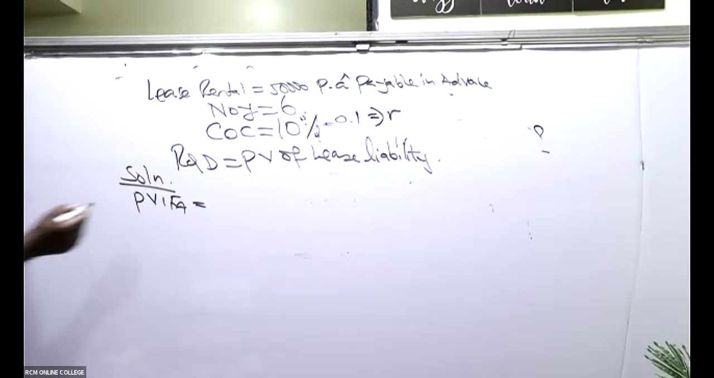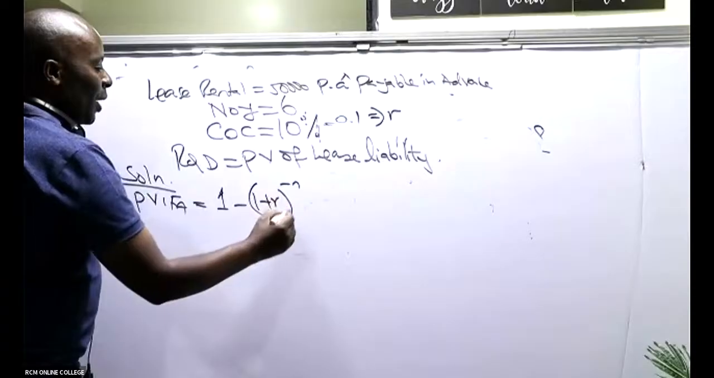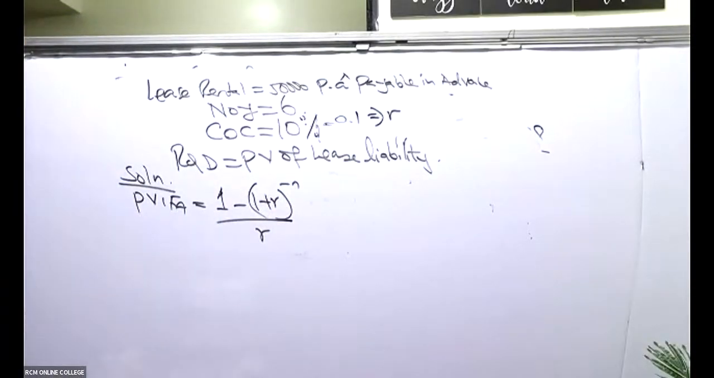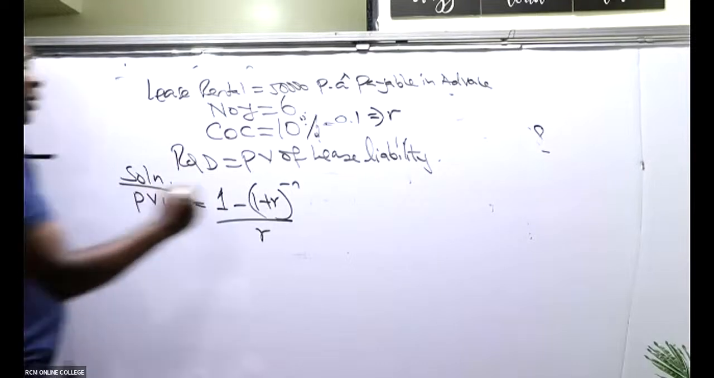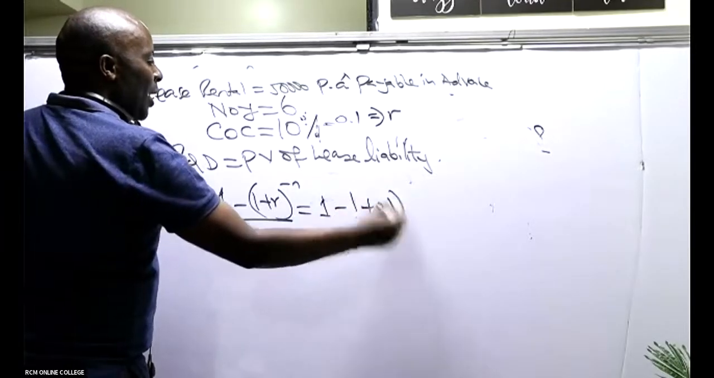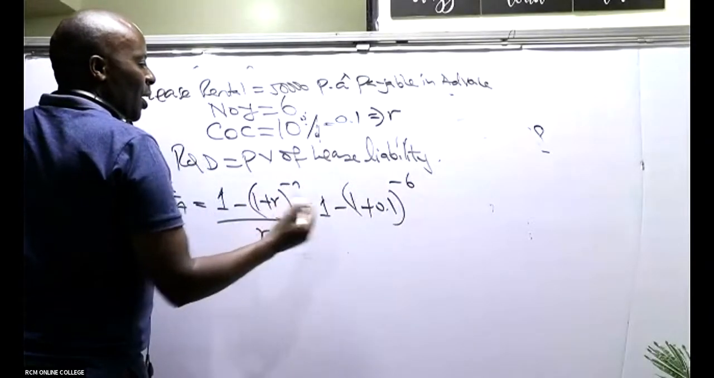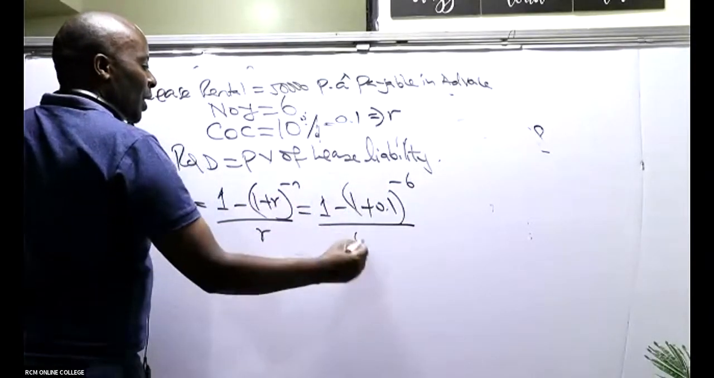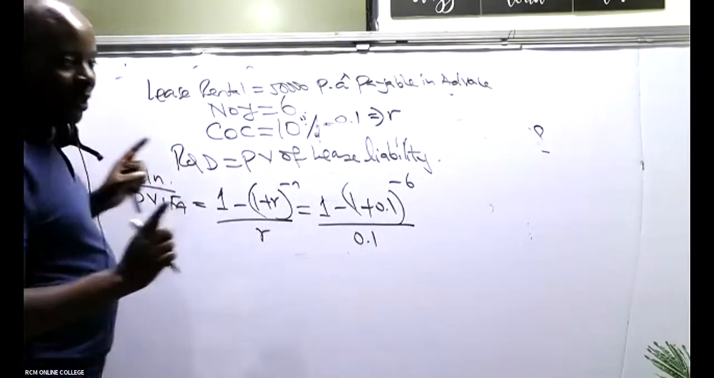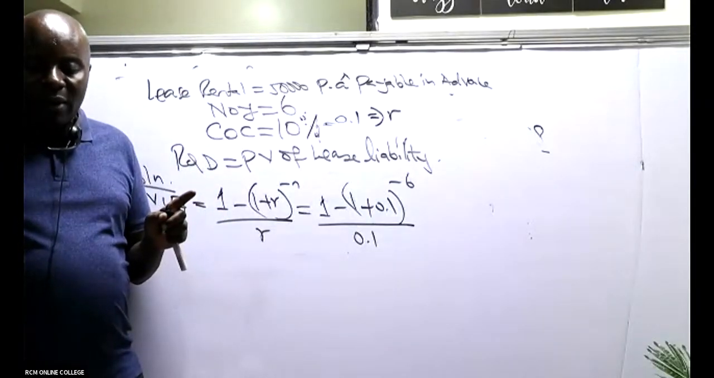So my PVFA here will be 1 minus this simple formula, and then we divide everything by R. So now remember that this will be 1 minus (1 plus 0.1), because R is 0.1, raised to minus 6. And then we divide everything by R, which is 0.1. Please, everybody, ensure that you are able to get this using your calculators.